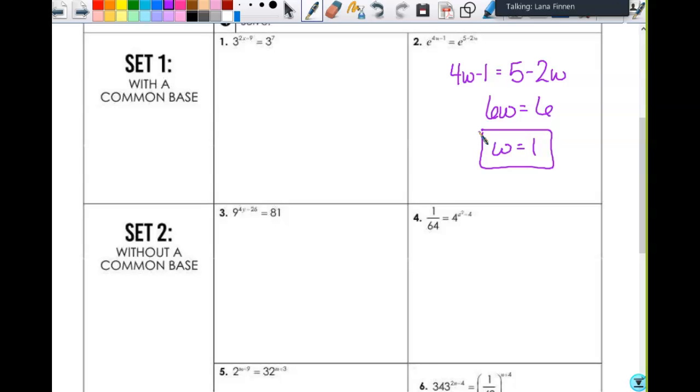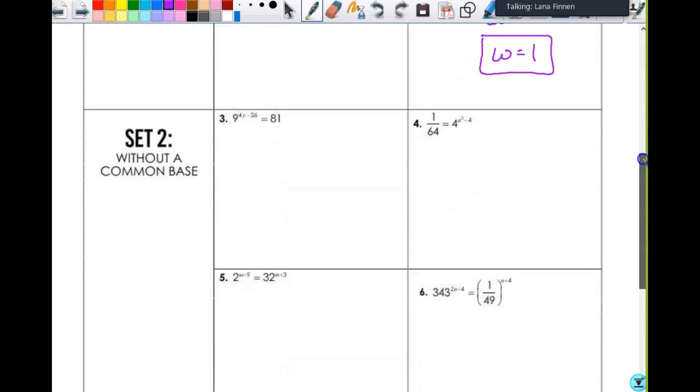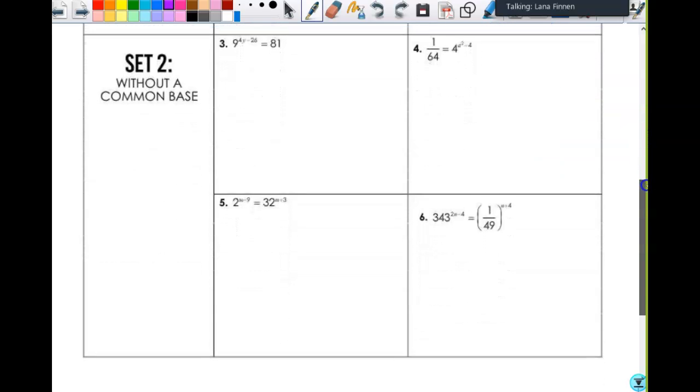Any questions about number 2? So if they're already equivalent bases, then you're good. So let's look at if we don't have a common base. We're going to start with number 4.